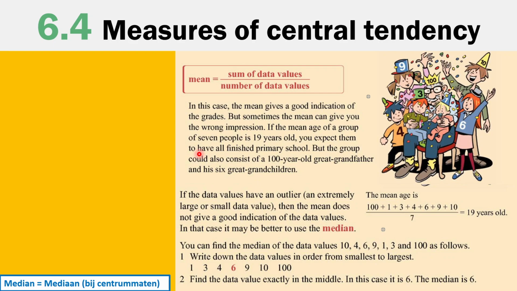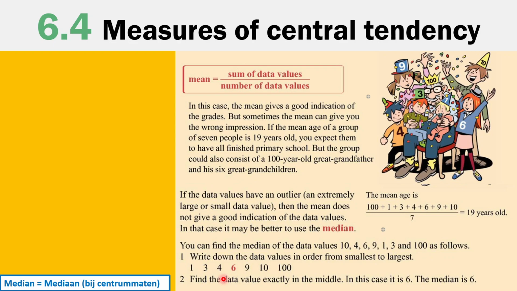And how can we calculate the median? Well, first of all, when do you use the median? The median is oftentimes used when the data values have an outlier, an extremely large or small data value that would oftentimes gravely affect a mean. If you use a median, you will counteract that. What you will do, you write down your data values in order from smallest to largest. So here, 1, 3, 4, 6, 9, 10, 100. 1, 3, 4, 6, 9, 10, 100.